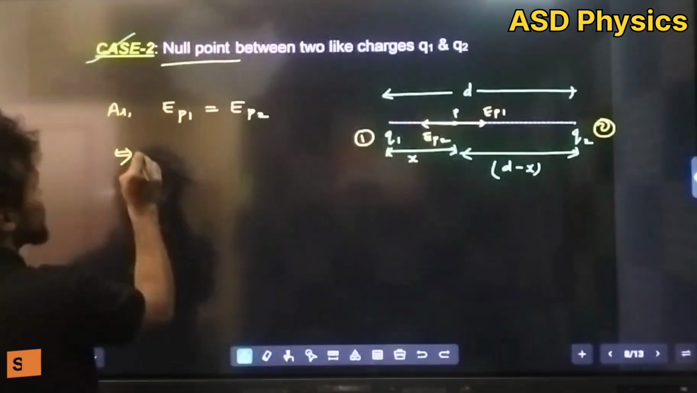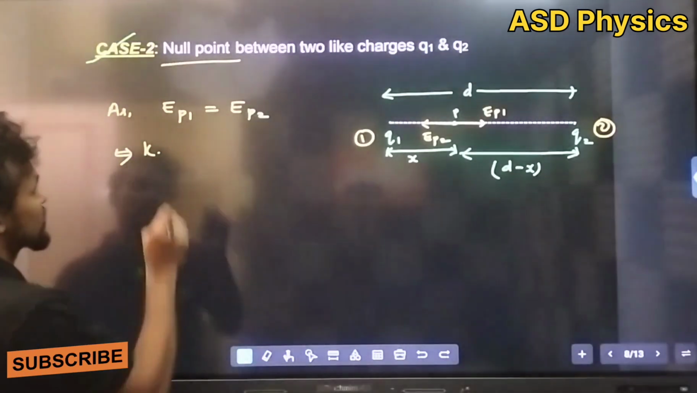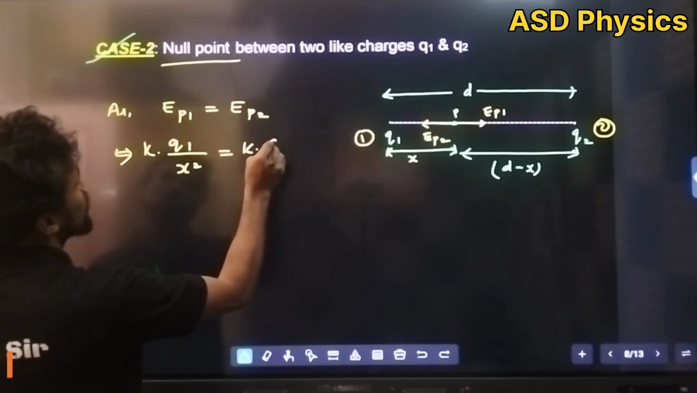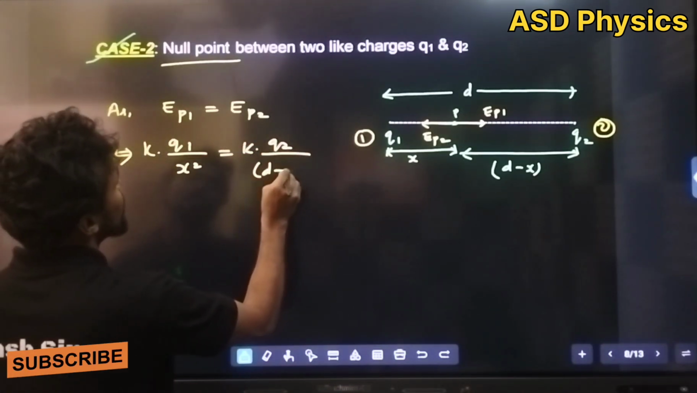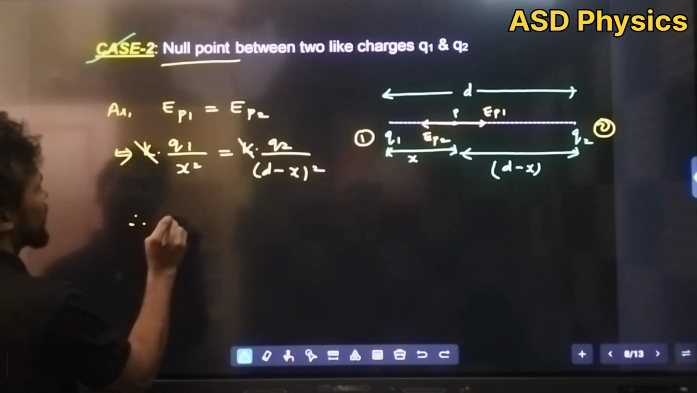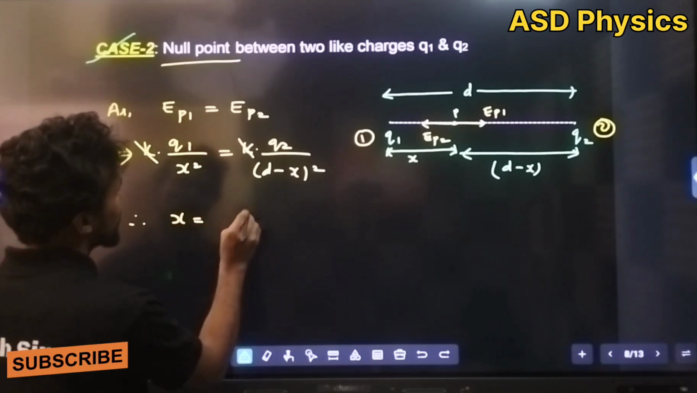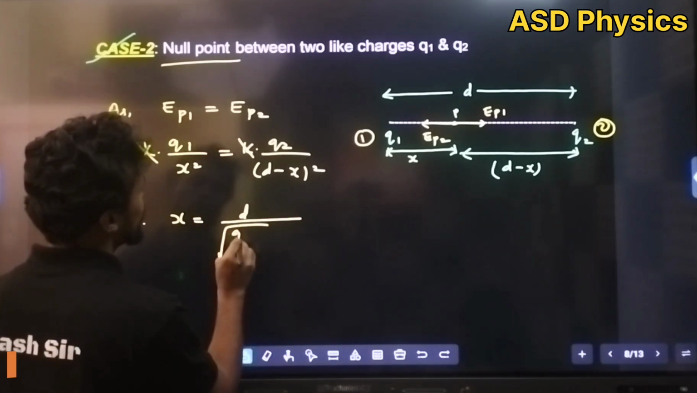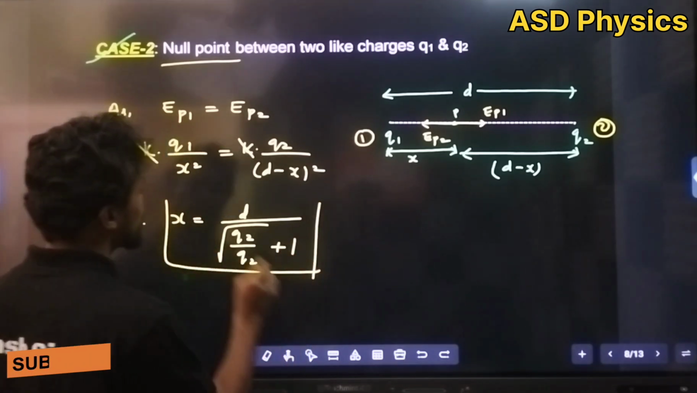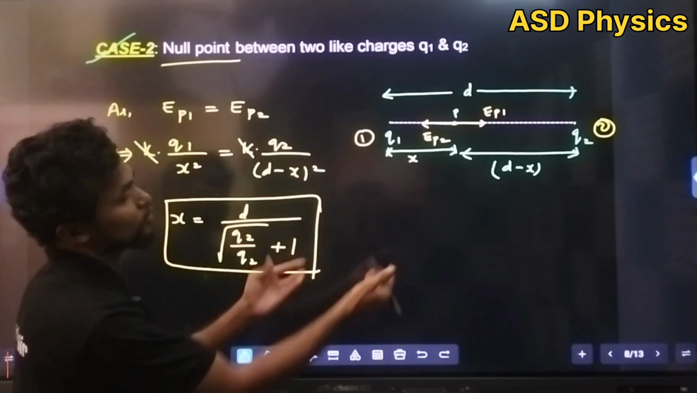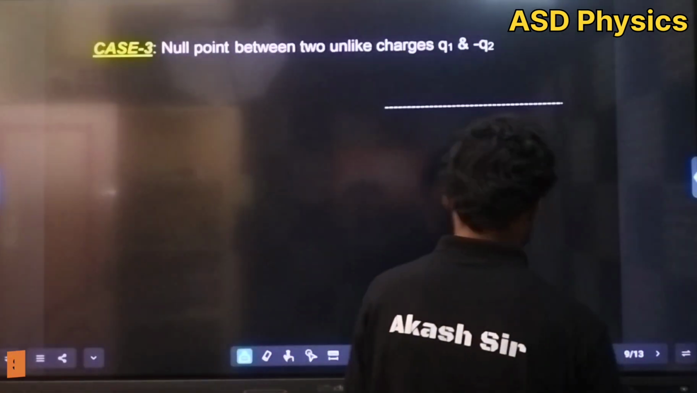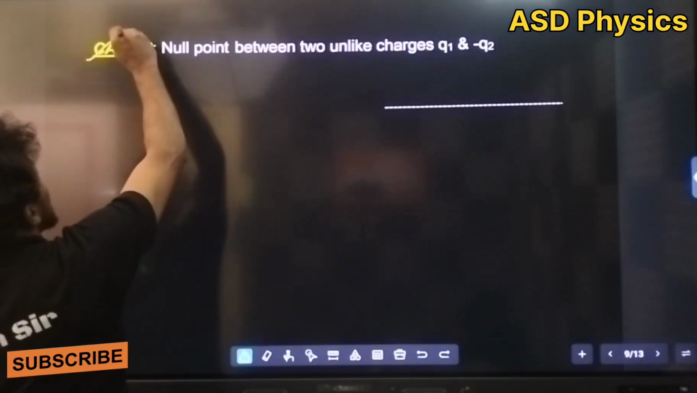What is EP1? K, the proportionality constant, into Q1 by X square is equal to K into Q2 by D minus X whole square. This K and this K will cancel out, and when you simplify, X will come as D by root of Q2 by Q1 plus 1. Remember that this plus 1 is outside of the square root. This null point is between which kind of charges? Like charges.